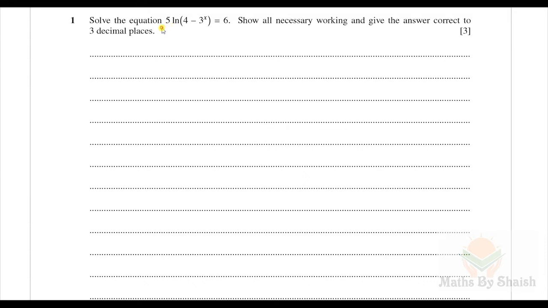Solve the equation 5 ln(4 minus 3^x) is equal to 6. Show all the necessary working and give the answer correct to 3 decimal places. So first of all we'll write ln of (4 minus 3^x) is equal to 6 over 5, so that we can directly write 4 minus 3^x as e raised to the power of this. So it is going to be 1.2 first of all, and then we will get 4 minus 3^x is equal to e raised to the power 1.2.